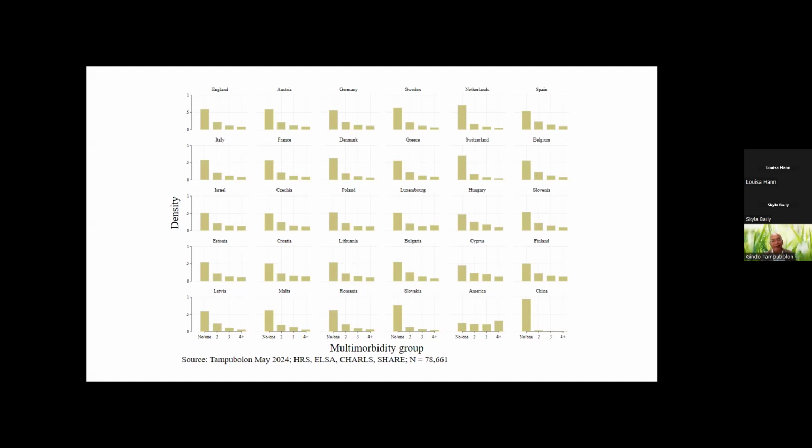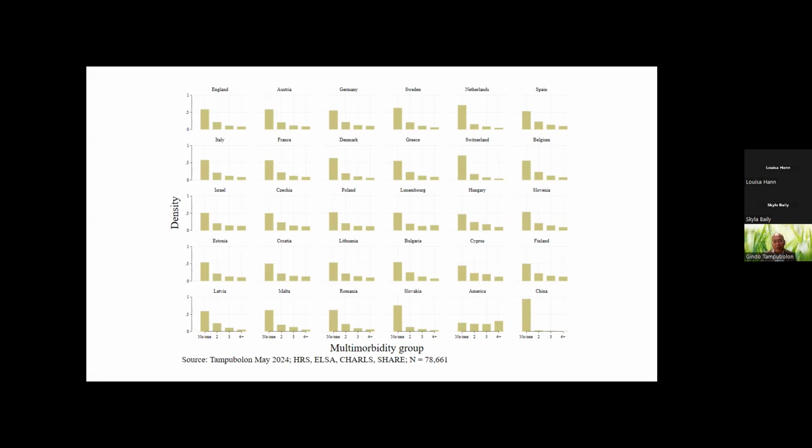And it says a lot more as well, just by focusing on these 2. You can see that in America, even people who are with 4 or more chronic conditions, we have quite a lot of them in the sample. That's how good the American health system is to keep those who are severely ill with many conditions alive.